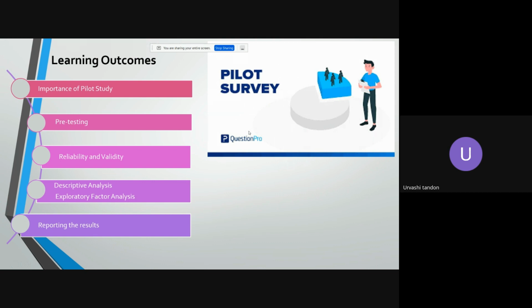So the learning outcomes for this session would be: we'll see the importance of a pilot study. We'll go for pre-testing the questionnaire, and then reliability, validity, descriptive analysis I'll tell, and exploratory if possible I'll tell. Otherwise, reporting the results would be the main important part, right?